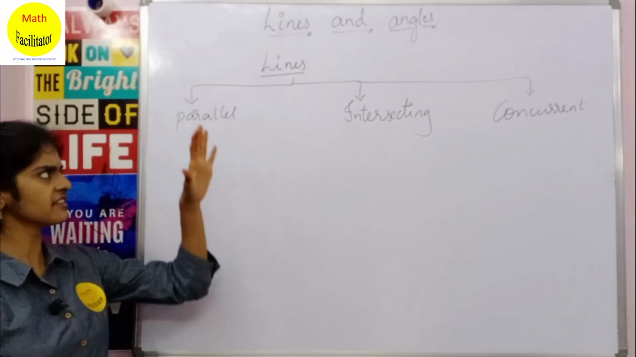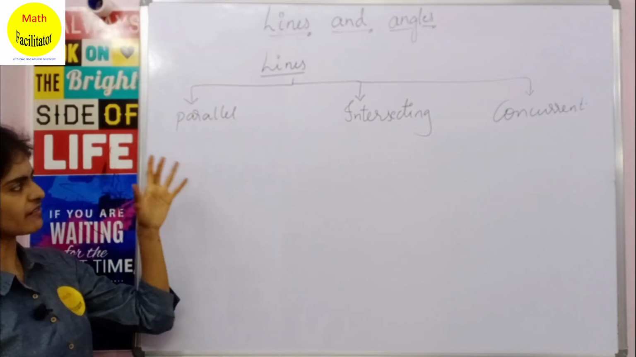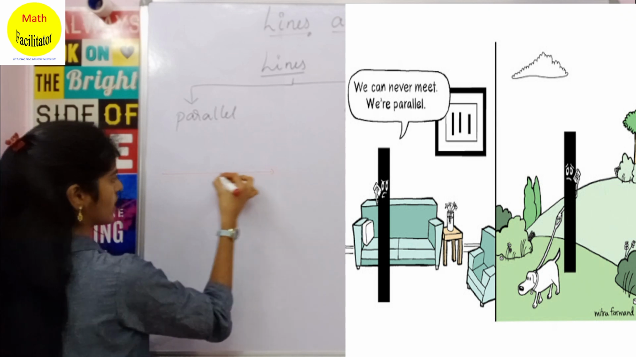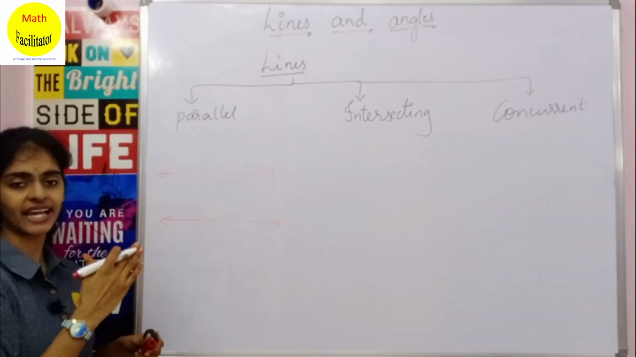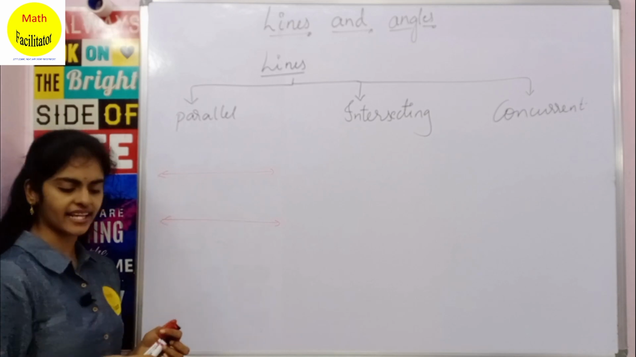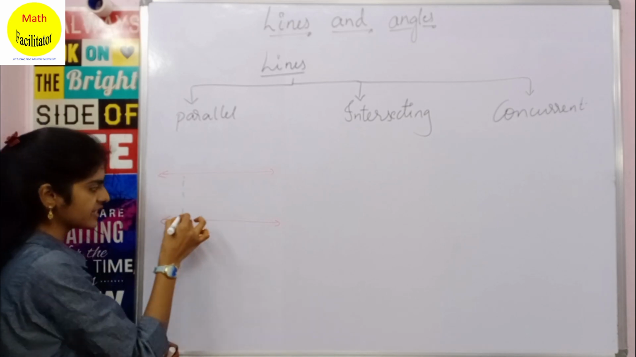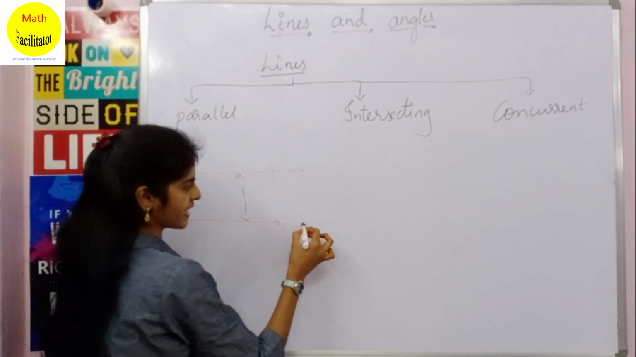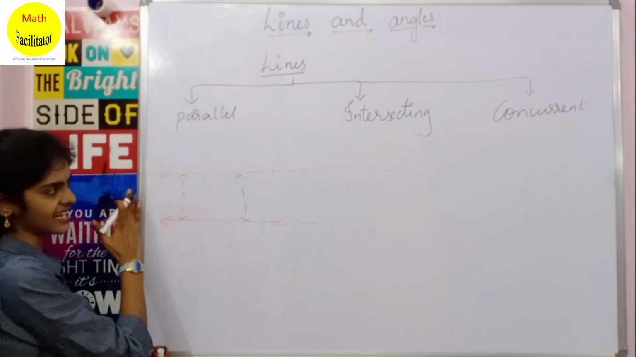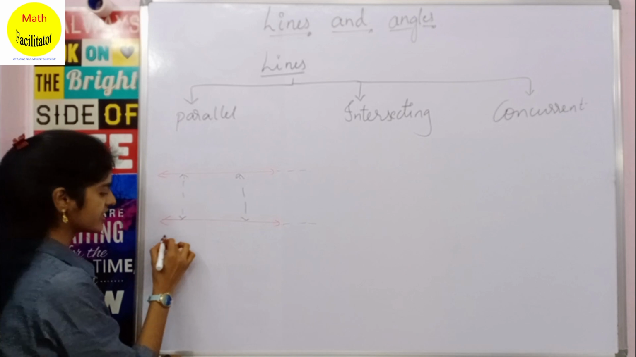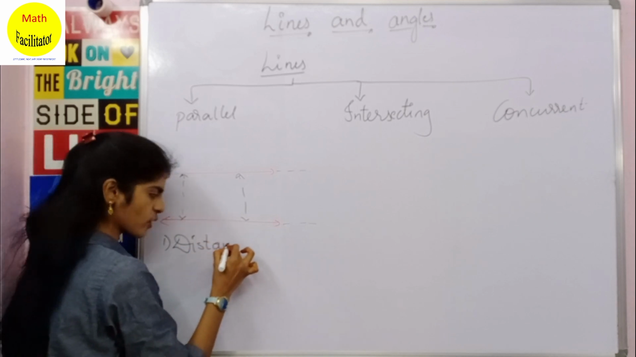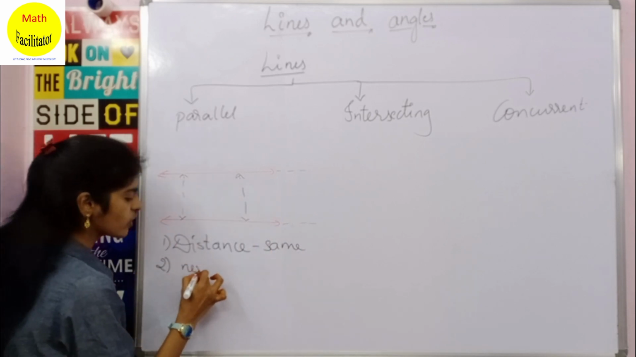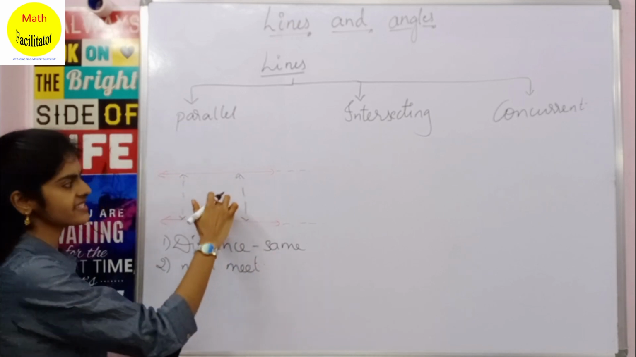Now let us discuss the different types of lines. You have learned about parallel lines. What are parallel lines? Suppose you have two lines in this way, this is one line and this is the second line, and the distance between these two lines is always the same. When you extend these two lines in any direction, they do not meet. So the first point is the distance between the two lines is always the same, and if you extend the lines they never meet. These types of lines are called parallel lines.